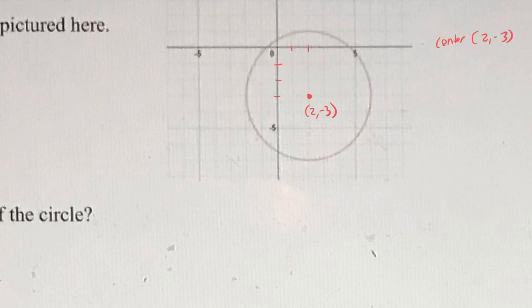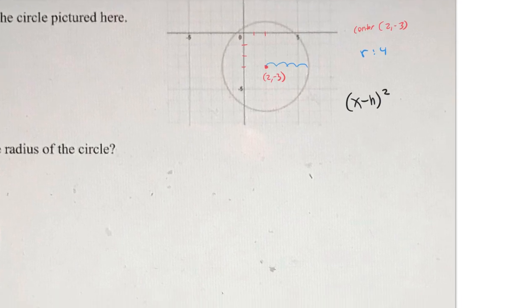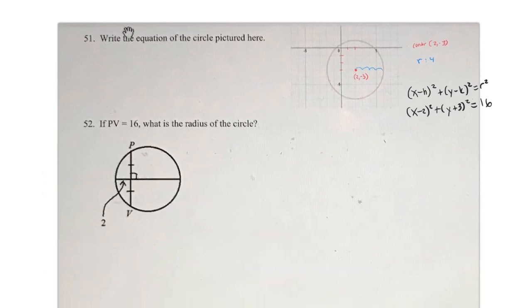Now the radius we need as well. So that would be 1, 2, 3, 4. So it looks like the radius is 4. Now, constructing the equation of the circle would be a matter of adhering to the standard form structure. Okay. And what we have is x minus 2 squared plus y minus -3, which is really y plus 3 squared. And that's going to equal 4 squared, which is 16. And let's just get that over with. So that should be the answer there.